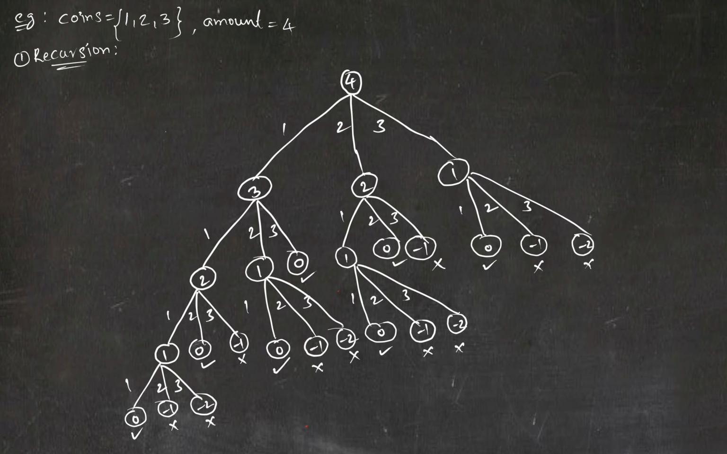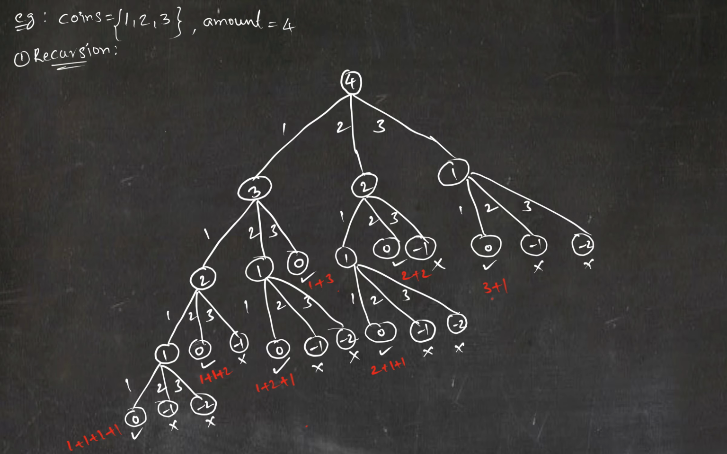Now if we take a look at all the valid combinations, I got a result here. This is 1 plus 1 plus 1 plus 1, and I got another result here. This is 1 plus 1 plus 2. I got another result here, 1 plus 2 plus 1, and another here. This is 1 plus 3, and this is 2 plus 1 plus 1, and this is 2 plus 2, and here I got 3 plus 1. So in total I got 7 combinations.